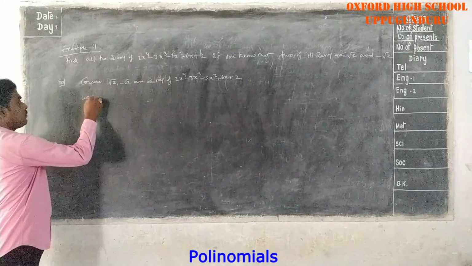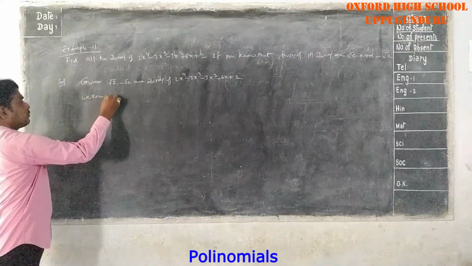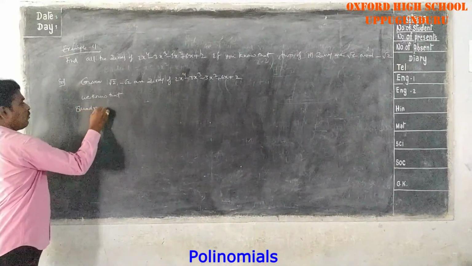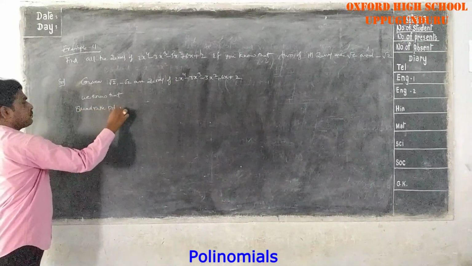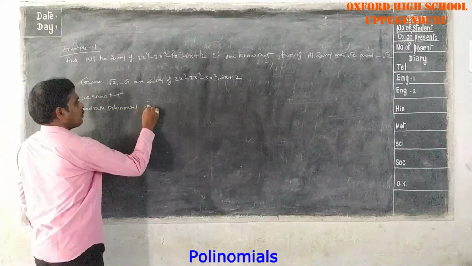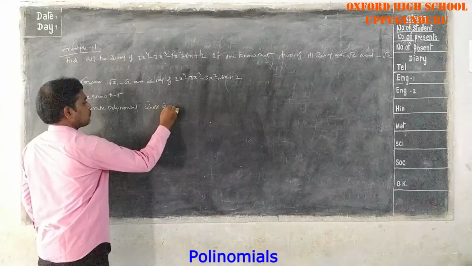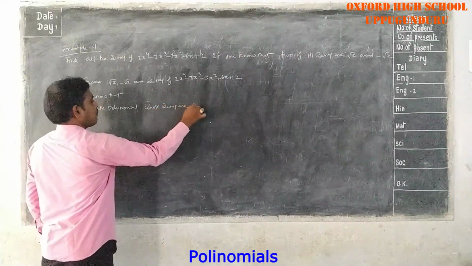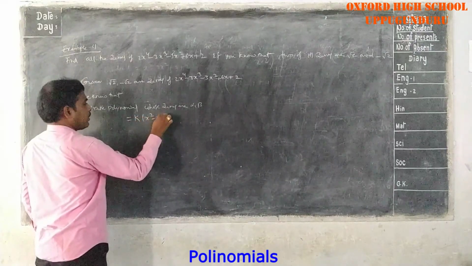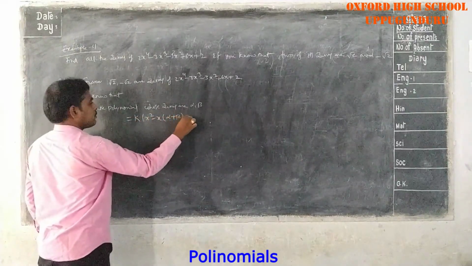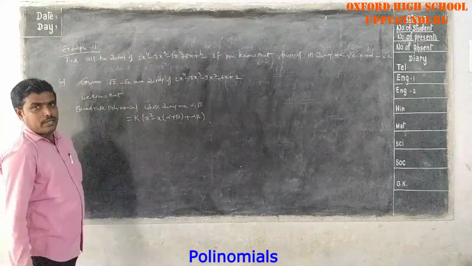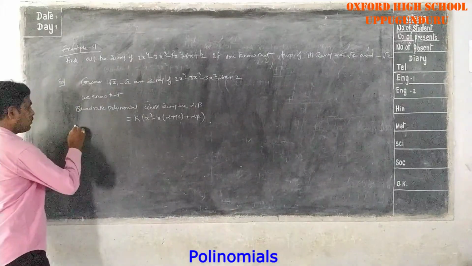You know that the quadratic polynomial whose zeros are alpha comma beta equals k of x square minus x into alpha plus beta plus alpha beta, where k is any constant.